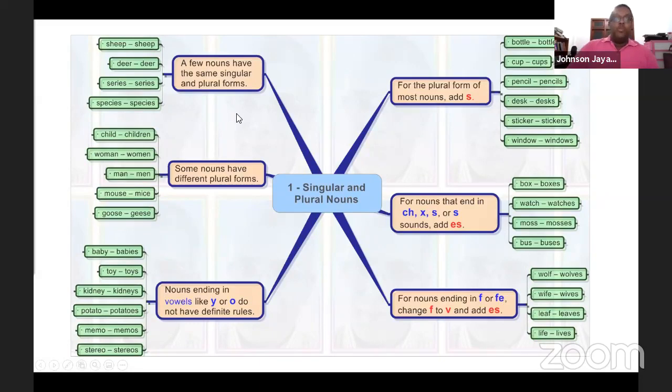singular and plural both, it's the same. Okay, there's no difference in spelling at all. It's going to be the same for singular, it's going to be the same for plural. So as you can see here, sheep will become sheep, deer is deer, series is series, species is species.